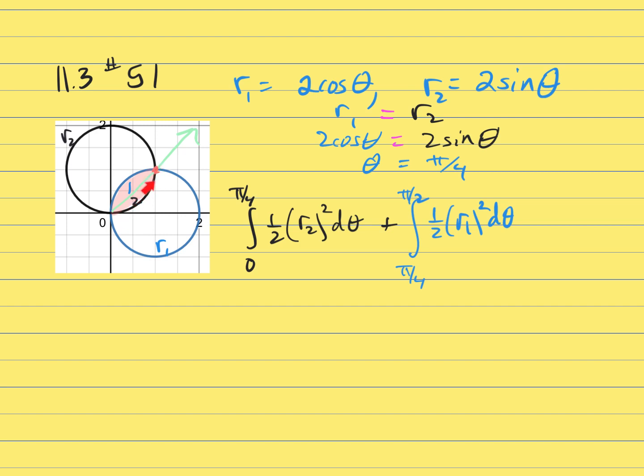Then as the radius keeps sweeping around from pi over 4 to pi over 2 of the blue curve, which is r1, 2 cosine of theta, the area will be 1/2 radius squared d theta. And that's it. We can enter that into our calculator and get the final answer.